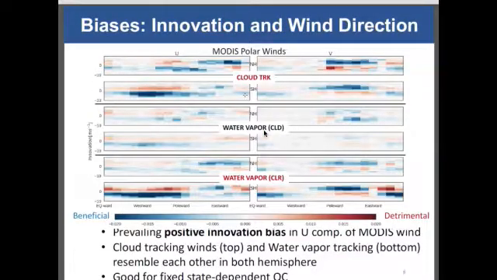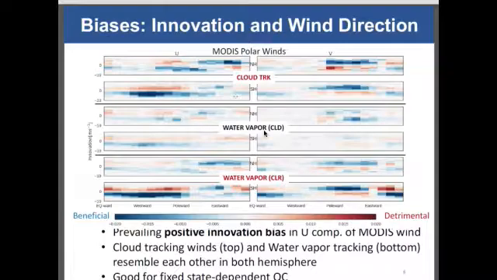Yeah, so we decided to investigate further the MODIS winds, and then we discovered these kinds of biases. In the MODIS winds, we found that the detrimental MODIS winds tend to occur with dependence on the sign of the innovation and the observed wind directions.